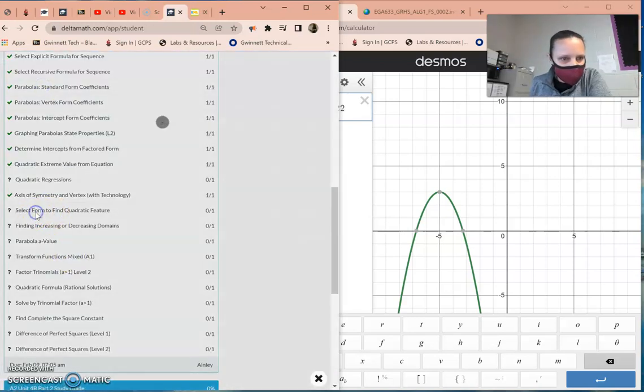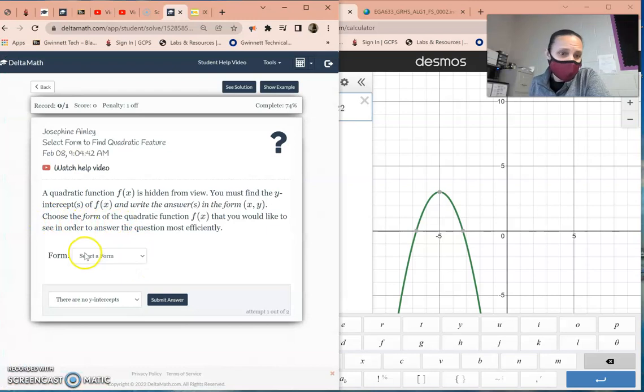All right, select a form to find the quadratic feature. Now, it doesn't really matter because we're using the calculator to do this. I'll do factored form, okay? It doesn't matter which way we do it. So it says, you must find the y-intercepts. Write down the answers in the form of xy.